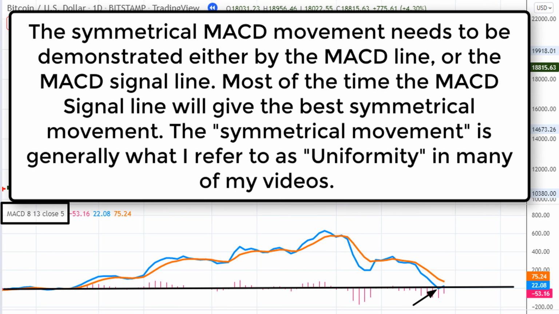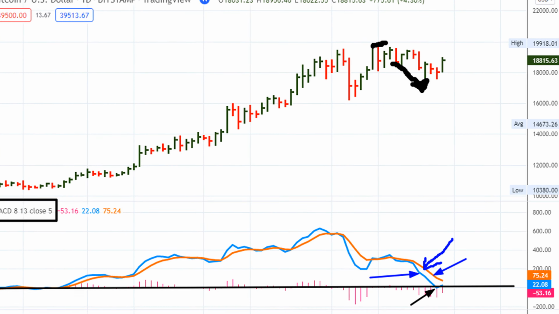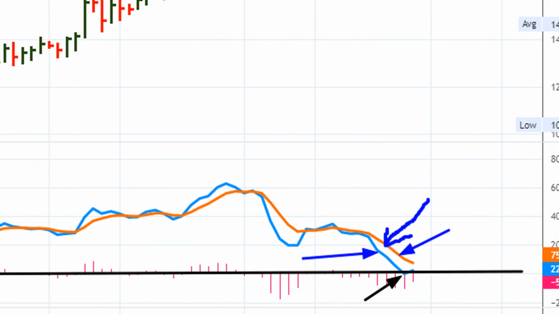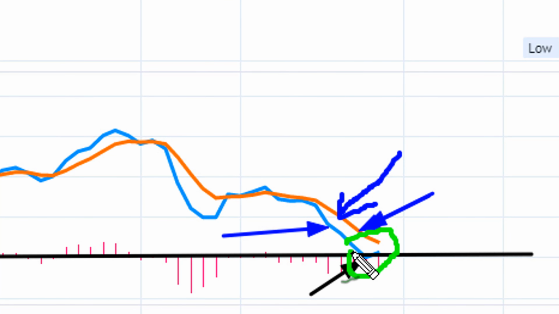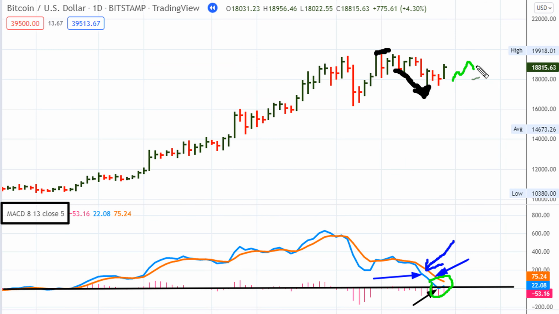And remember, for this method to work, you can use either the signal line or the main MACD line for the symmetrical action observation. By the way, I need to point out that the best signals are generally going to be observed when you see symmetrical action on the signal line, which in this example is the orange line. So right there, it is telling you that there are chances that this is going to go sideways to higher in time to test the prior highs.